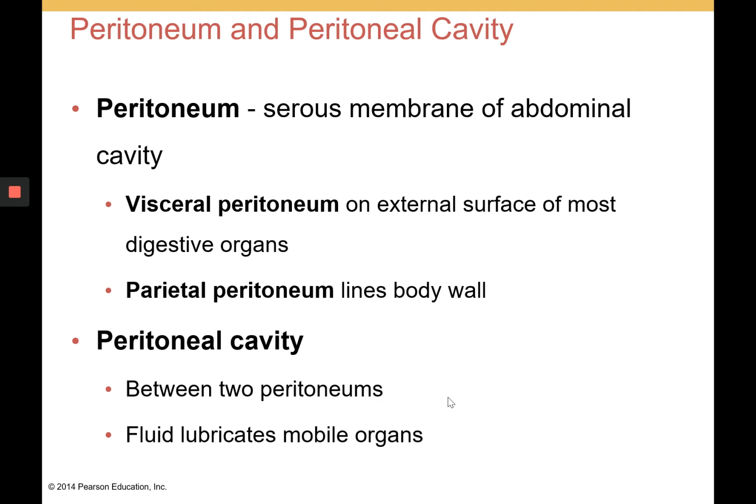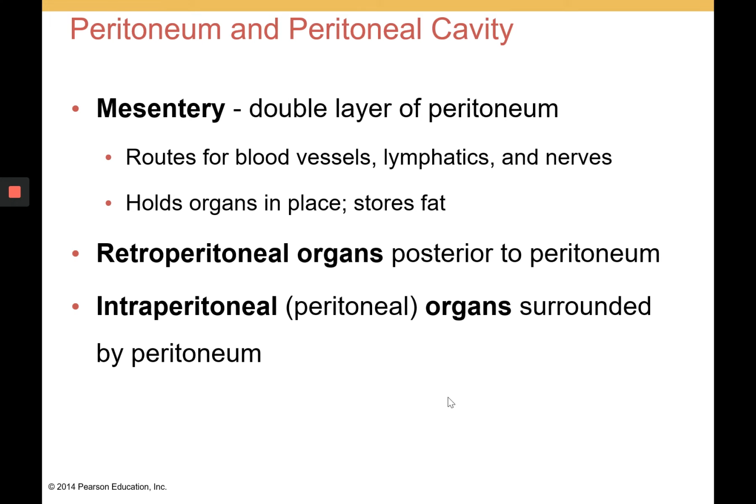Next, we're going to look at the peritoneum and the peritoneal cavity. The peritoneum is a serous membrane of the abdominal cavity. Like other serous membranes, it includes a visceral peritoneum and a parietal peritoneum. The parietal peritoneum lines the abdominal pelvic body wall, whereas the visceral peritoneum is on the external surface of most of our alimentary canal or digestive organs. The peritoneal cavity is between the visceral and parietal peritoneum, and it contains fluid that lubricates mobile organs to make sure that we don't produce friction when our alimentary canal organs move or contract.